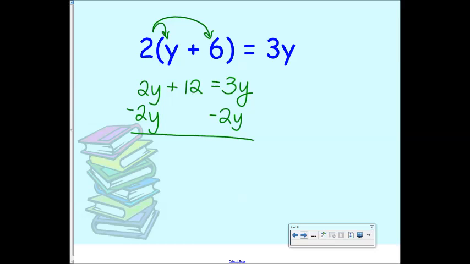It doesn't matter where they are. What's 3 minus 2? 1y. Do I need that 1? No? I can just write it as y. And then what do I have left here? So I'm done, right? That's it. Okay? If you had a 1, you would divide by 1 and you'd still end up with 12. Okay? So it's just an extra step you don't need.